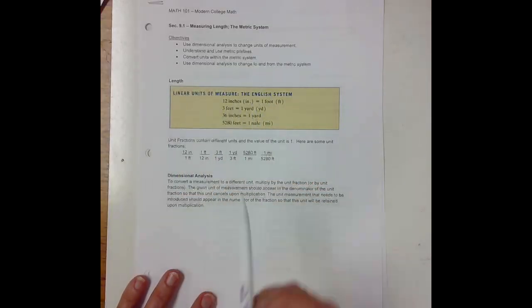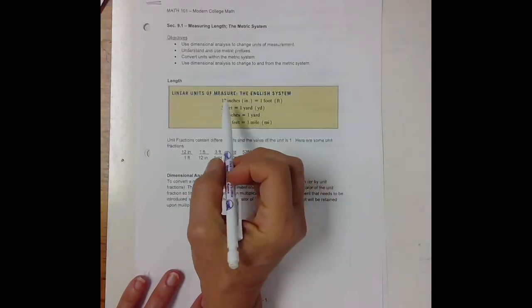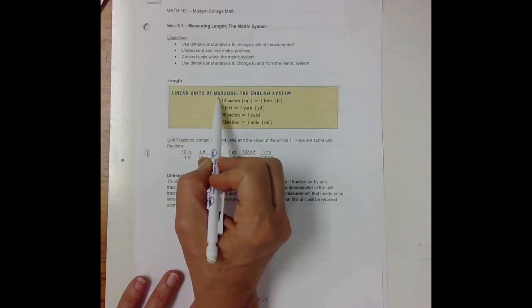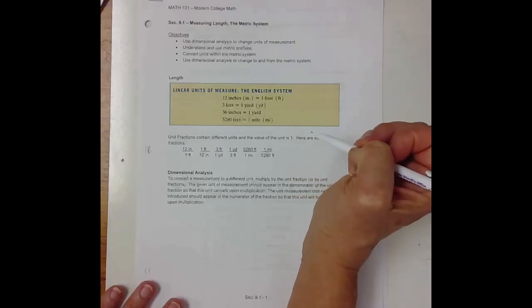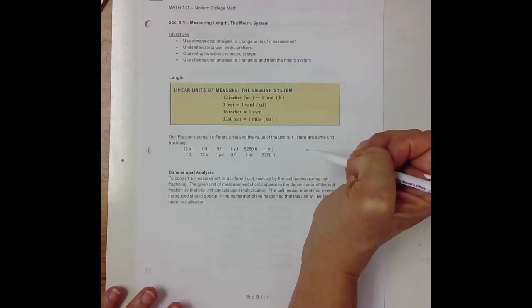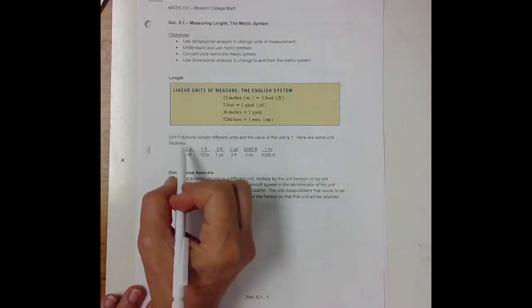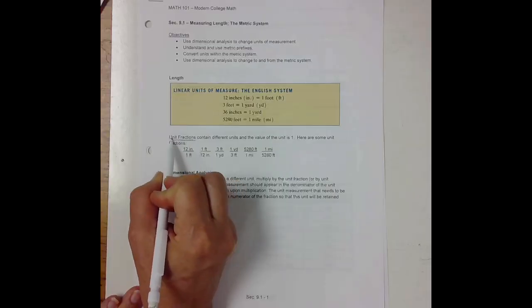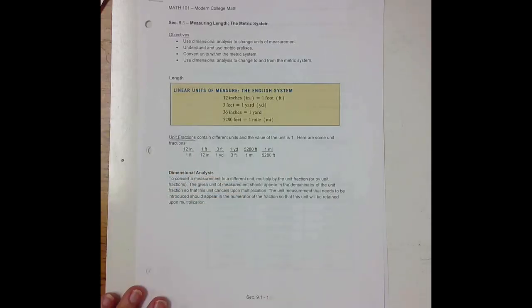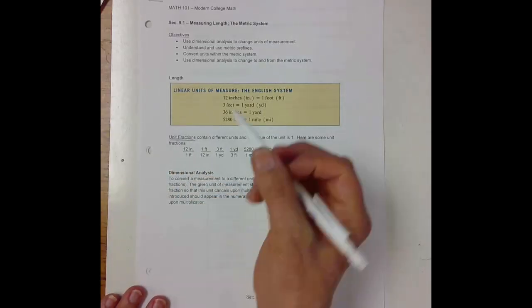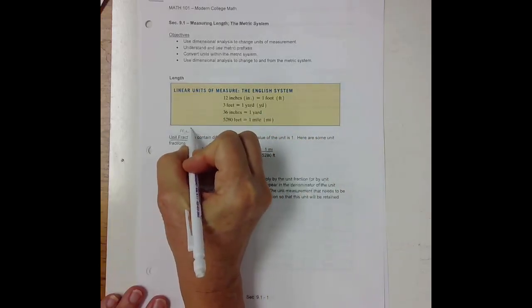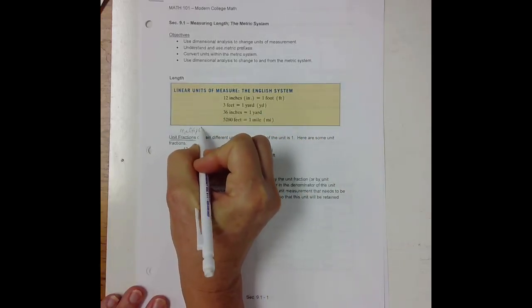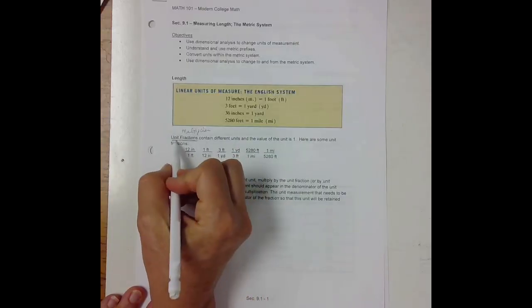Today we're going to talk about linear units of measurement, and then we're going to do conversions, both in the English system as well as in the metric. We look at what we call unit fractions, and I always have called them unit multipliers, but they're the same thing. If I say unit multiplier, that means it just has a value of 1.